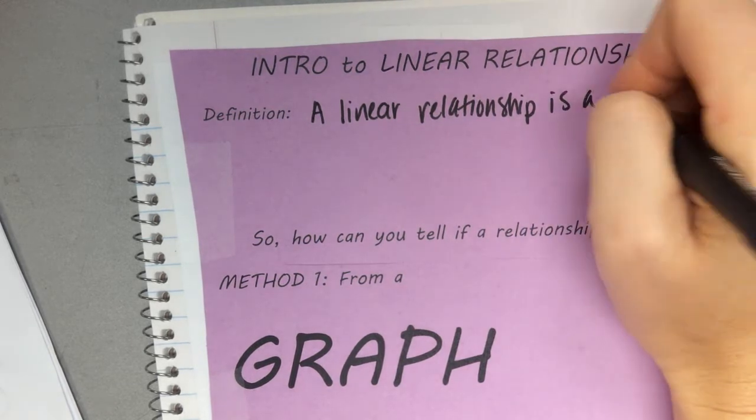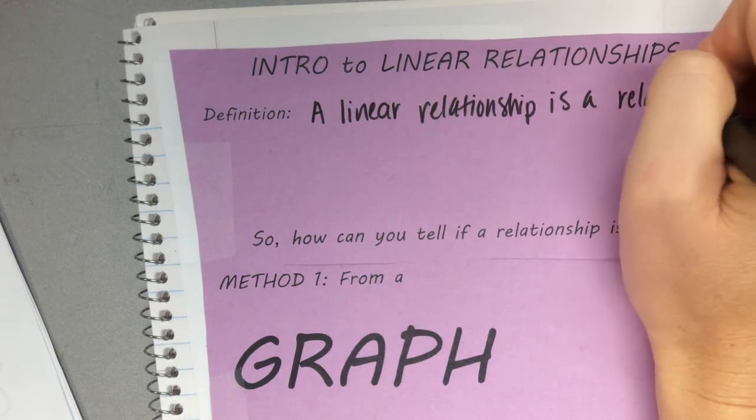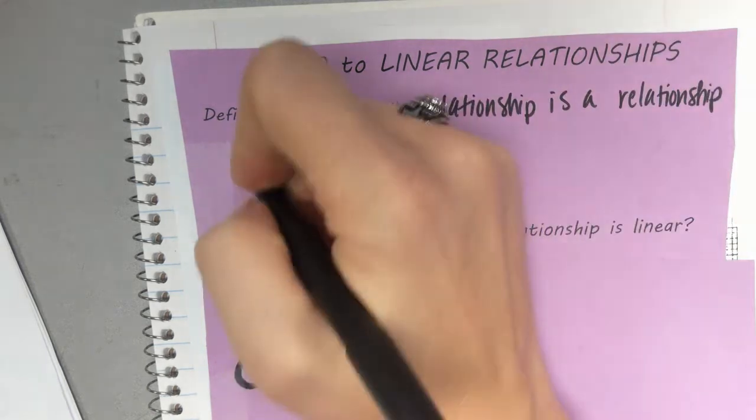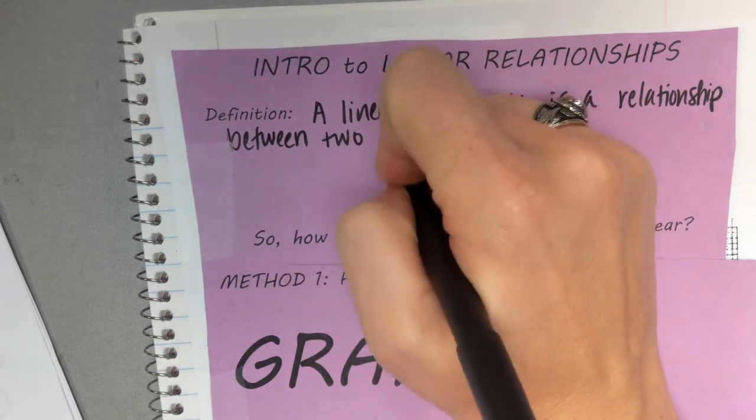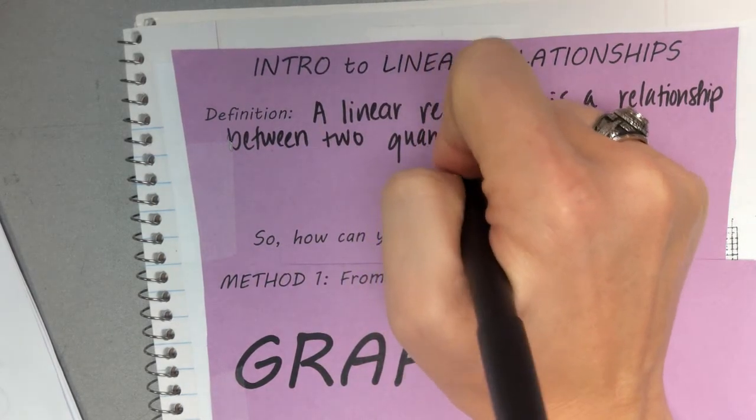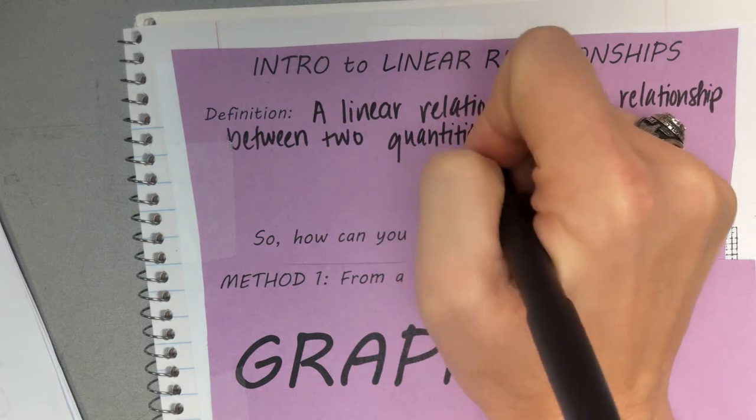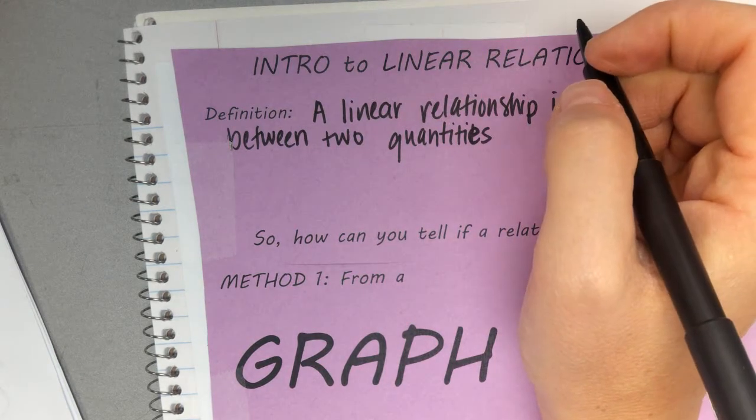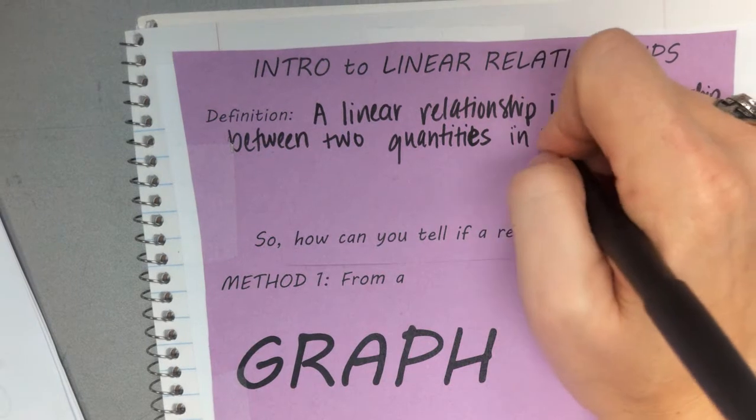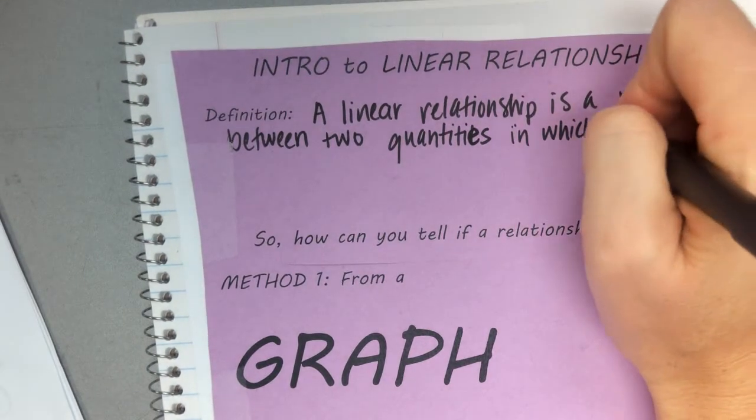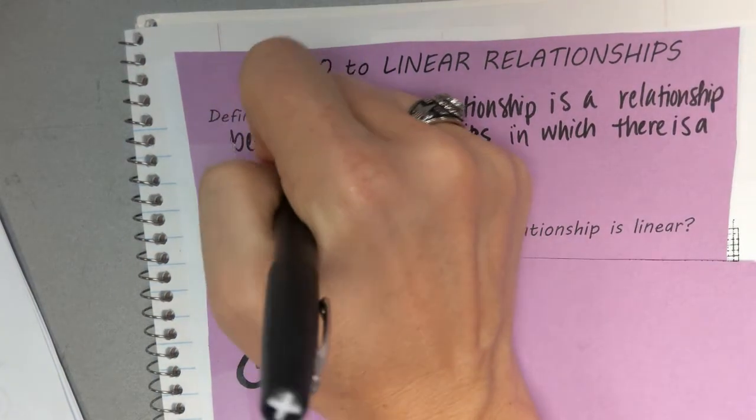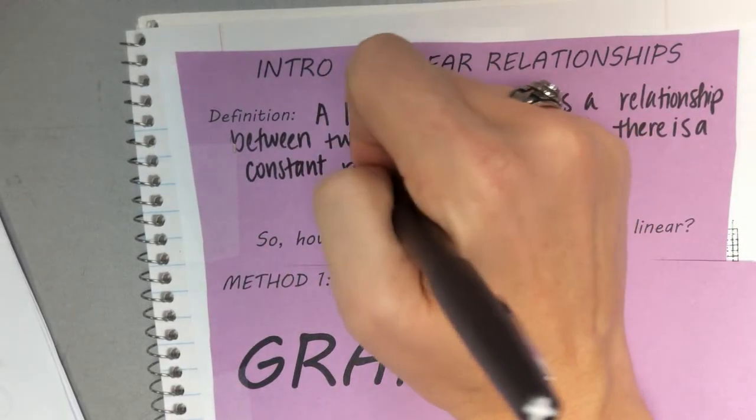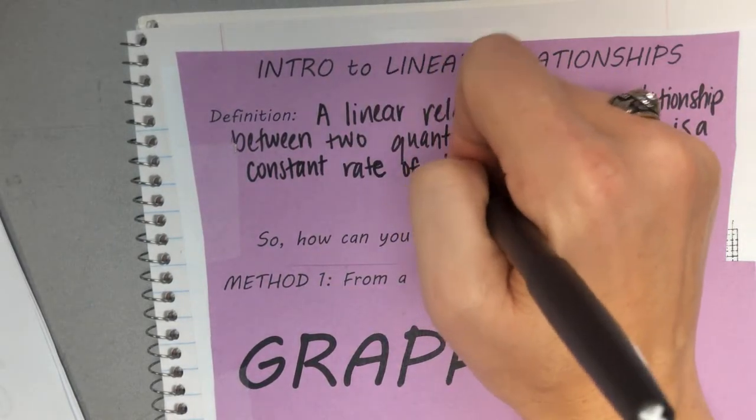is a relationship between two quantities in which there is a constant rate of, what do you think it is? Yep, constant rate of change.